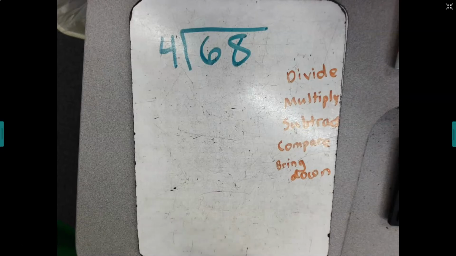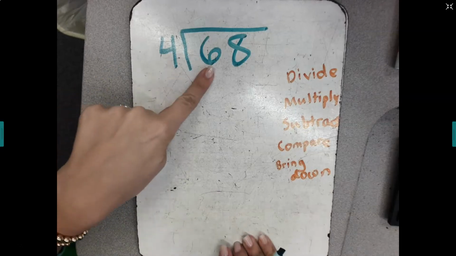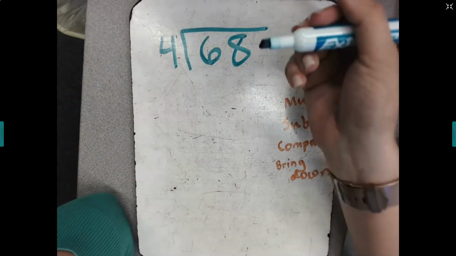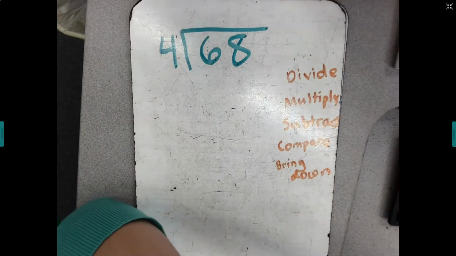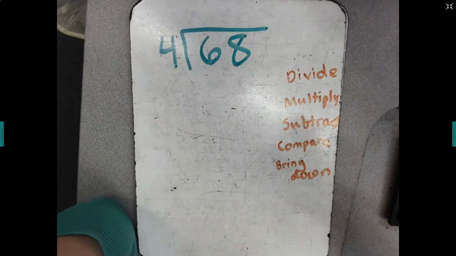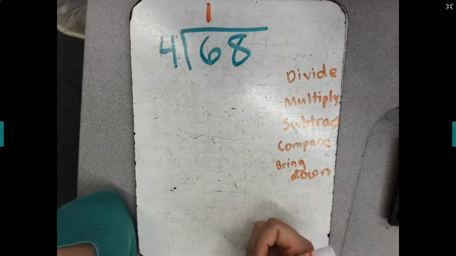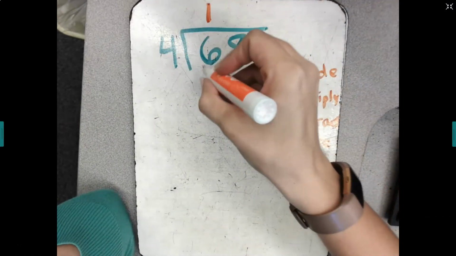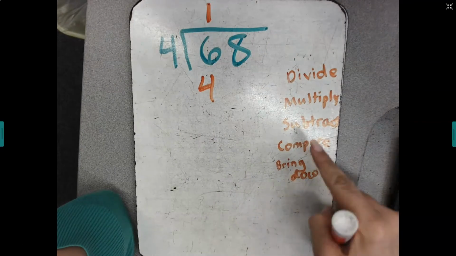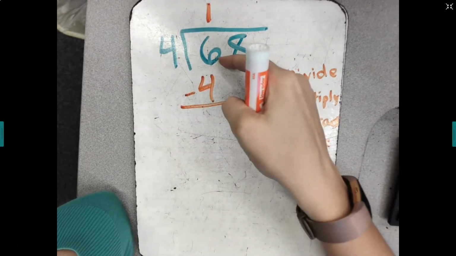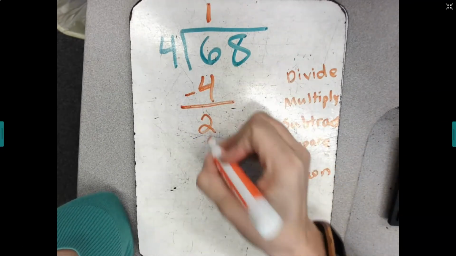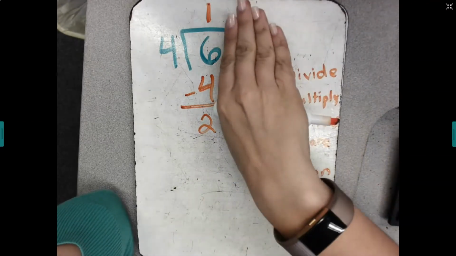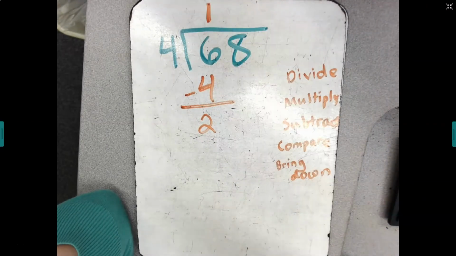First thing I'm going to do is see how many groups of 4 I can make from 6. That's my divide step. So I can make one group of 4 from 6. Write the 1 here. Next, I multiply. 1 times 4 is 4. Subtract. 6 minus 4 is 2. So I'm just looking at this part to begin.